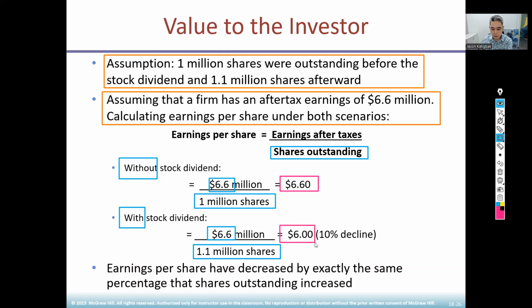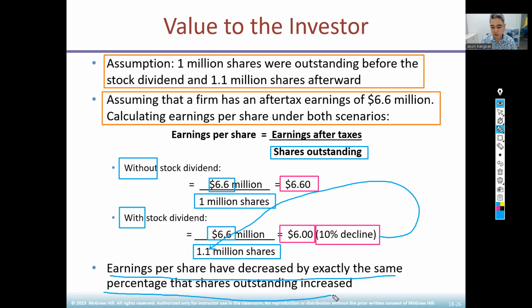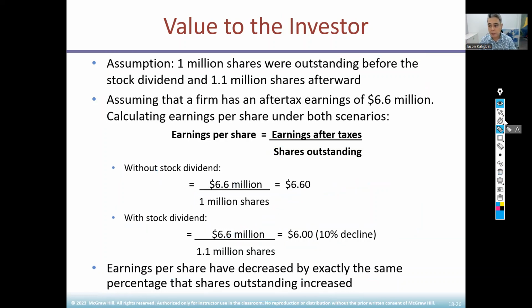When you look at the difference between 6.6 and 6, it's a 10% decline, and it's the exact same as the increase in your stock. So remember, we increased the number of stock by declaring a stock dividend of 10%. That 10% increase in stock represents a 10% decline on EPS. So it's equal to that. Earnings per share have decreased by the exact same percentage as the shares outstanding increase. So that's the impact.